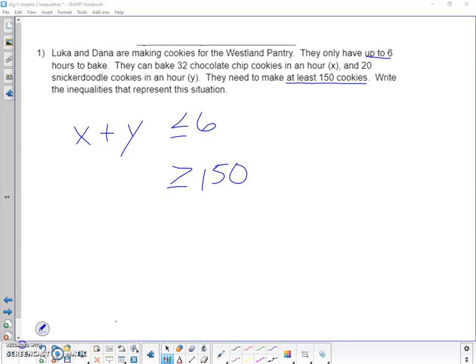Okay, so X is how many hours it's going to take to make my chocolate chip. Okay, I can make 32 in an hour. Okay, Y is the hours I spend making snickerdoodles, and I can get 20 of those in an hour.